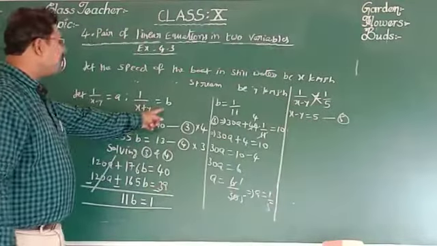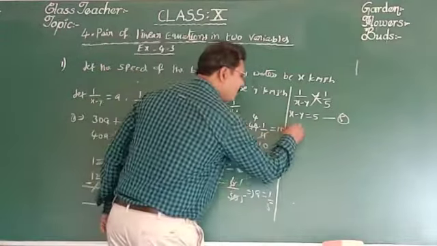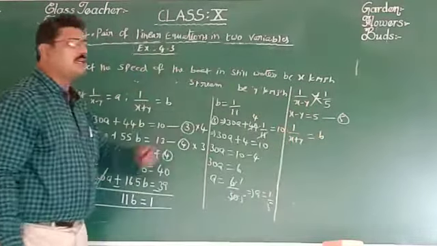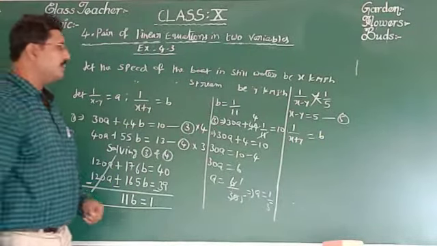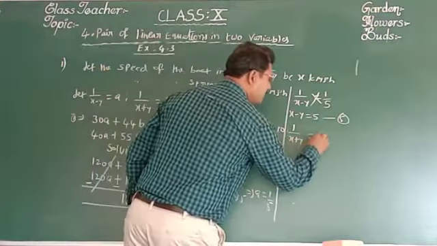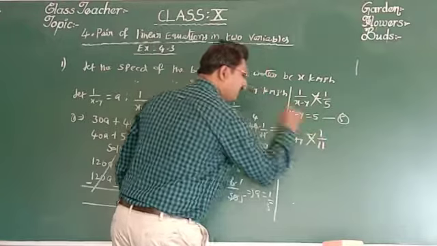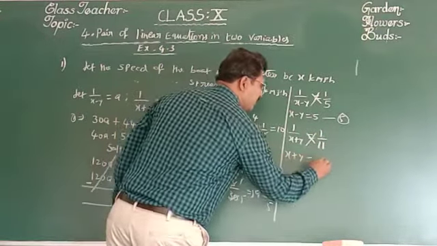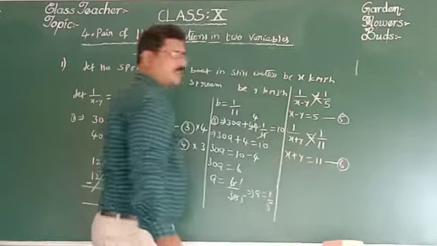And 1 by x plus y is equal to b. So 1 by x plus y is equal to b means, again what is b here? b is 1 by 11. So 1 by x plus y is equal to 1 by 11. Again by cross multiply, x plus y is equal to 11. Call it equation number 6.